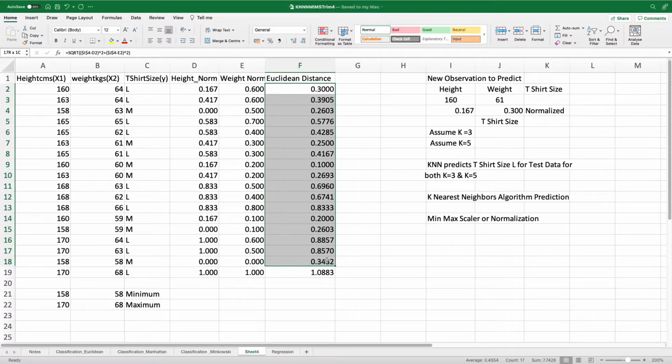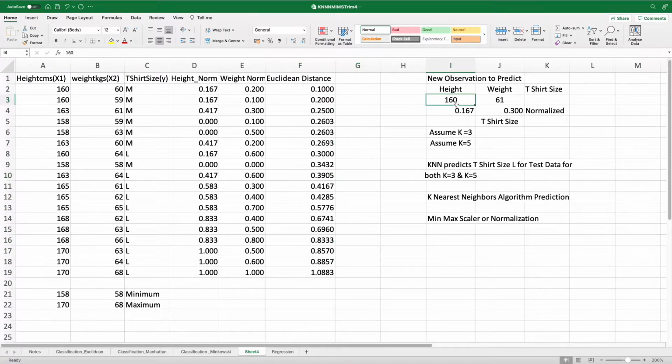And then the procedure: first sort the smallest to largest, expand the sort, you got this. Now a person with a height of 160 and 61, if k is equal to 3, his t-shirt size is what? Medium. If k is equal to 5, also medium. So the final prediction for the person is medium. Euclidean distance median.